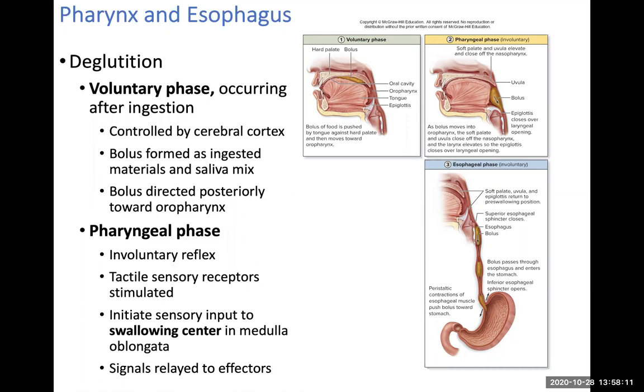So what I want you to know about the voluntary phase is that obviously it's voluntary, and as a result, it's controlled by the cerebral cortex, right? The frontal lobe. You make a decision to swallow, you take a sip of water, you eat a bite of food, and you consciously decide to swallow it. The pharyngeal phase is the first of the involuntary phases. It's initiated by tactile sensory receptors. And then that sensory information is taken to the medulla oblongata in an area called the swallowing center.